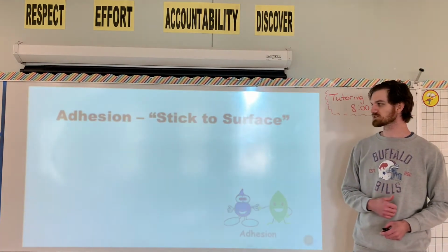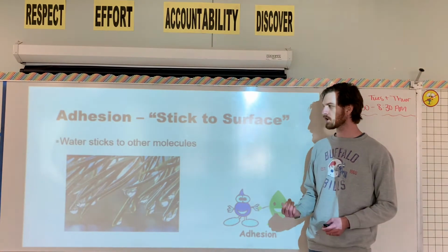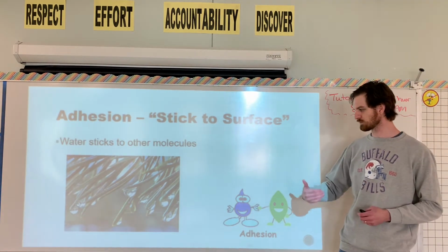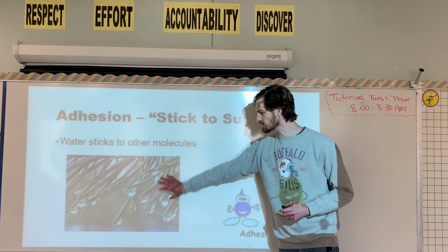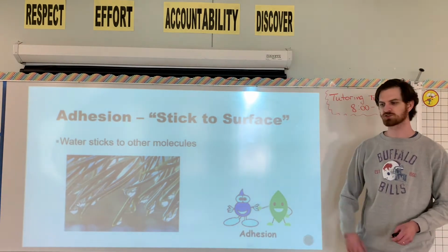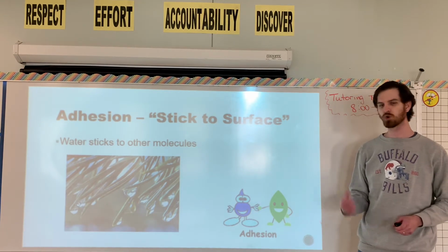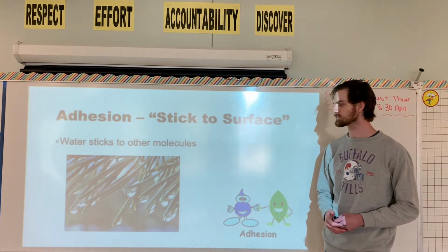Adhesion is when water will stick to a surface. Because water has an attractive quality to itself, with cohesion, it can also stick to surfaces as well. This is why when you have a glass of water and you pour it out, you still get some droplets in there. They're trying to hold on to that surface as well.